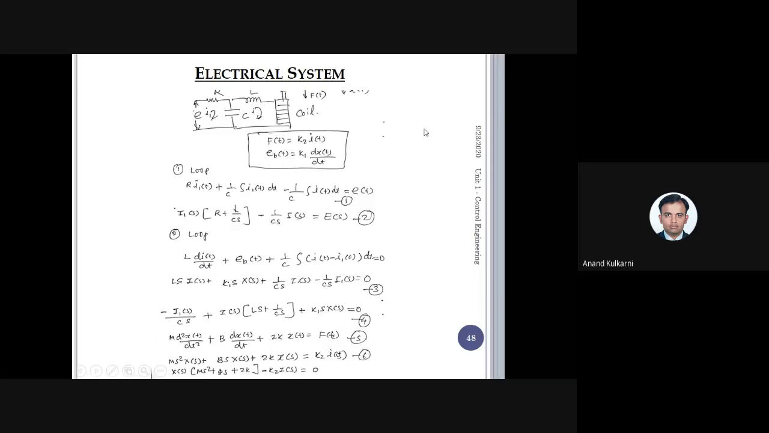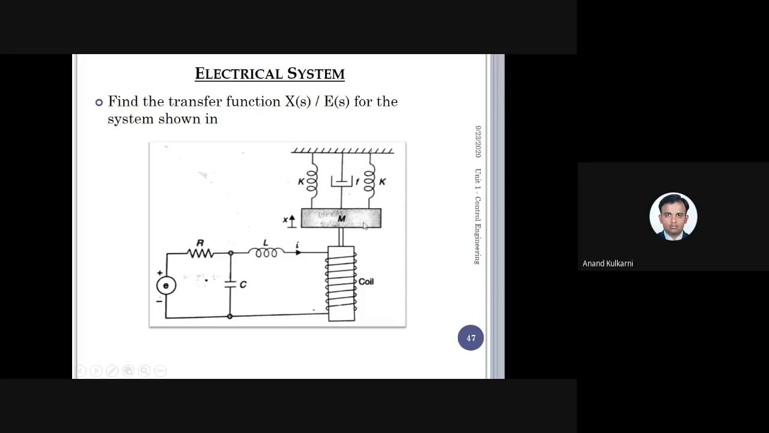So here you can see there are two equations I have written below that. F of t is equal to K2 into I, whereas EB of t is equal to K1 into dx by dt. This is given as a hint also in the problem, and I will explain that also. What it says, the force generated on this mass M is a function of current passing through this particular coil, and the constant of proportionality is K2.